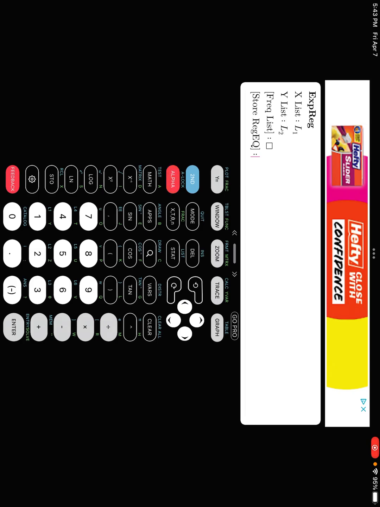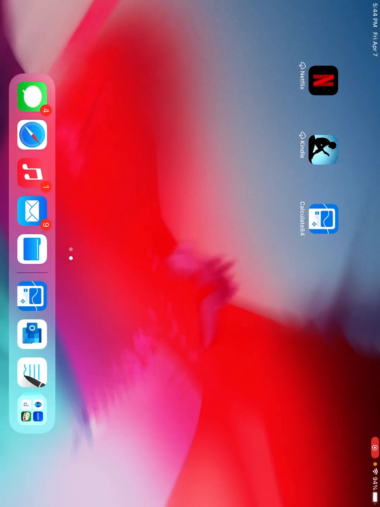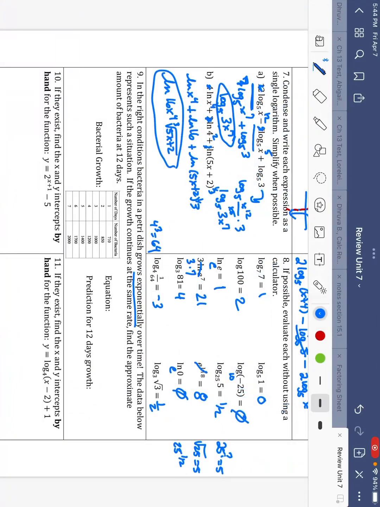It looks a little different on mine, but I'm going to go down to store. And I'm going to do alpha trace. And I'm going to grab y1. And then I'm going to go and calculate, right? Okay, so let's see. All right, so there's my equation. So 598.6 and 1.19 we'll say. So 598.6.